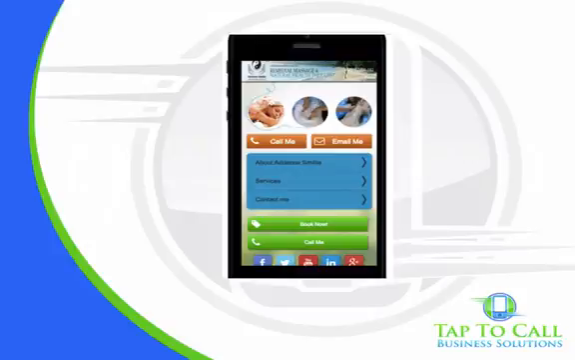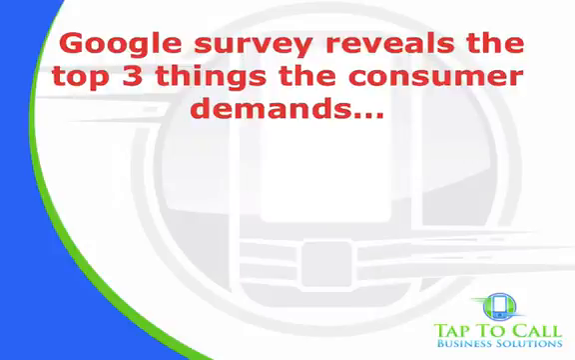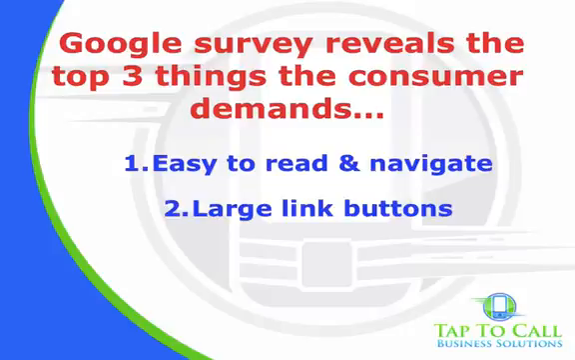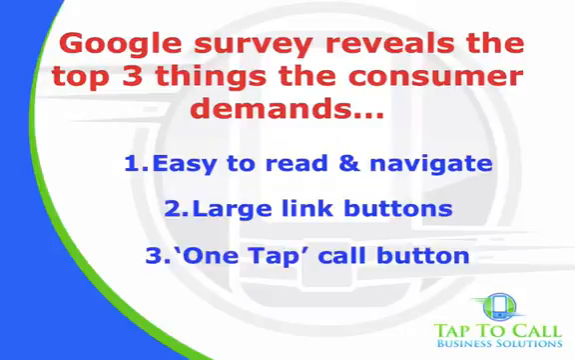So that is an adaptive, mobile-friendly website. A Google survey revealed the top 3 things that the consumer demands. Easy to read and navigate, large link buttons, and a one-tap call button. Now remember, we're using mobile phones here, so we're tapping, we're not clicking, we're not on computers anymore, we're tapping. We all know what that is.